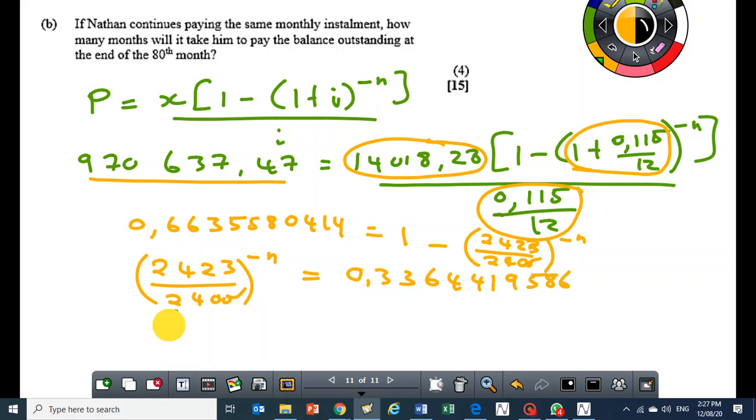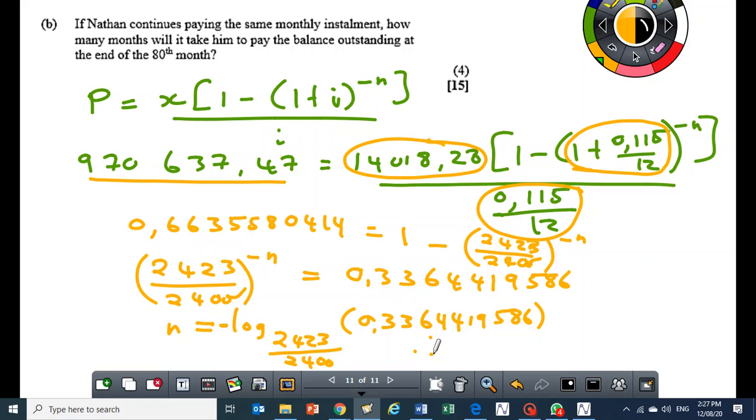So our n will be equal to minus the logarithm, base 2423 over 2400, of 0.3364419586. So what will be the n? 114.21. Now let's see what the question is asking.